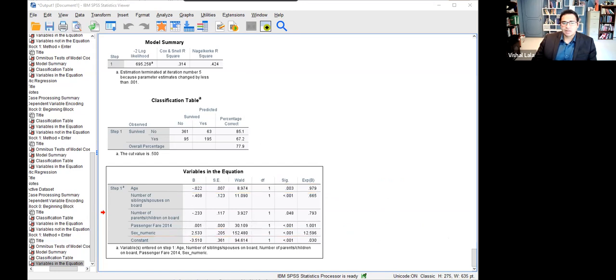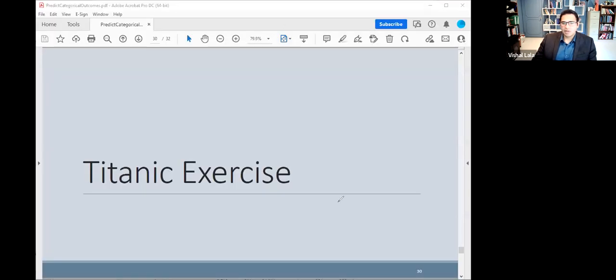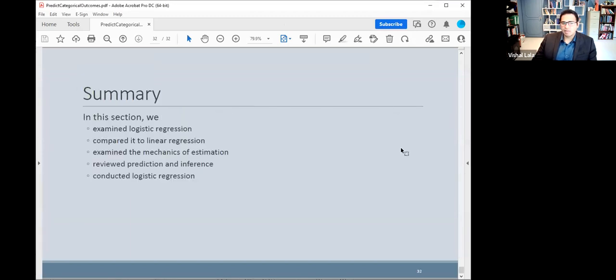Alrighty. So we've gone over here the basics of logistic regression, the mechanics of logistic regression, and then we went on to examine the prediction and inference goals of logistic regression. We conducted logistic regression with a credit card data set and then on to a data set on Titanic survivors to see how to interpret a logistic regression output.